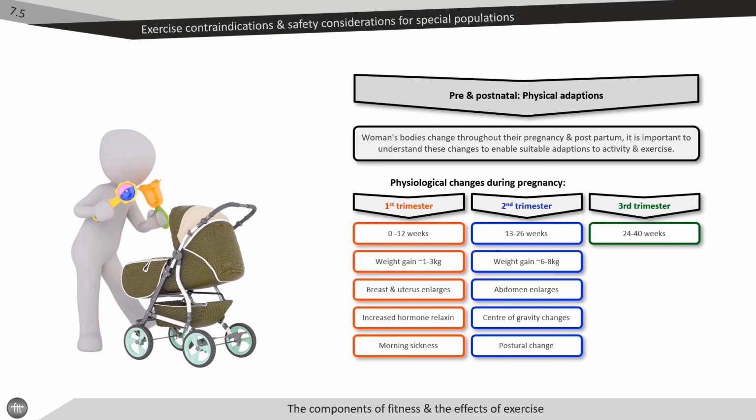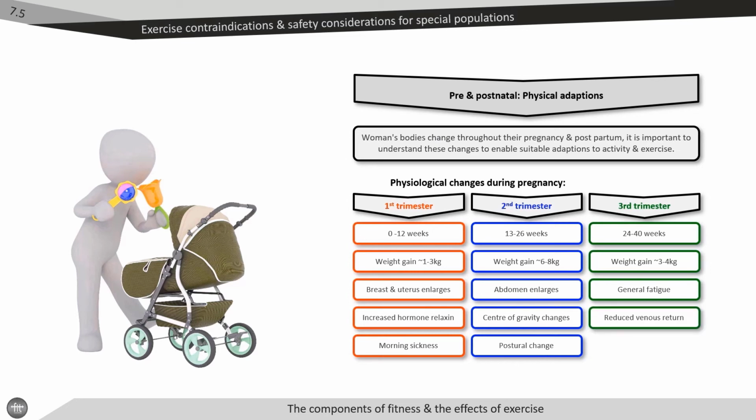During the third trimester, which is from weeks 24 to 40, there is a typical weight gain of around 3 to 4 kilograms during this time, which will make day-to-day activities more laboured as tasks become harder due to general fatigue. Venous return is also reduced and swelling in the extremities may become apparent for some women. Stress incontinence may also be a concern to some individuals as the fetus grows and starts to adopt a position for delivery and the pelvic floor muscles become weaker.